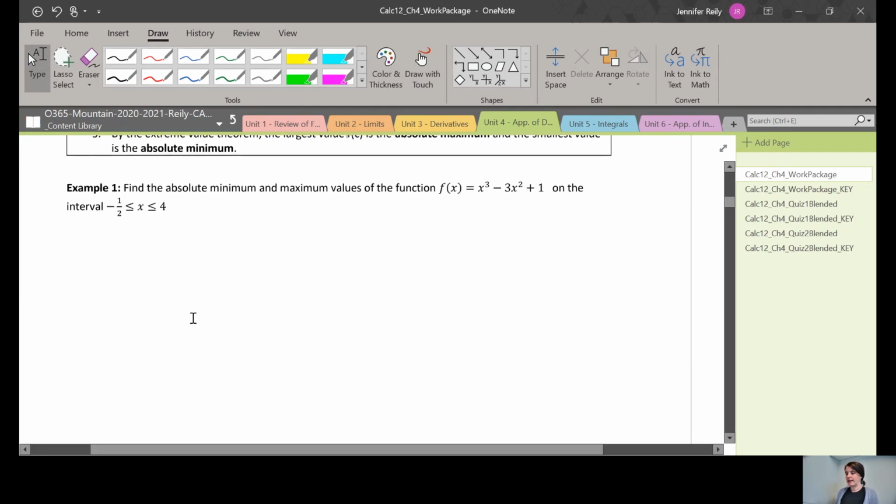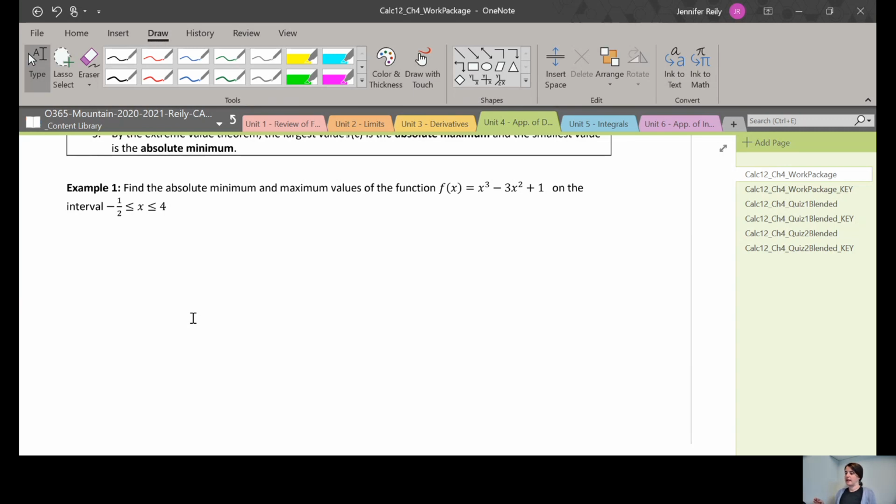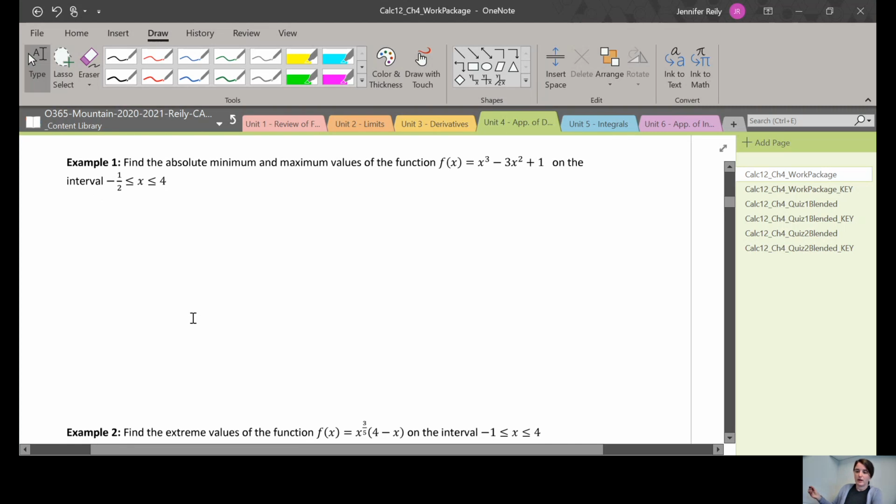So we're going to be finding the absolute maximum and minimum of this cubic function, x cubed minus 3x squared plus 1. So it's a polynomial. We're not lifting our pen. We can apply this extreme value theorem on a closed interval, negative 1/2 is less than x is less than 4. So I'm going to have solid points at the ends of my graph.